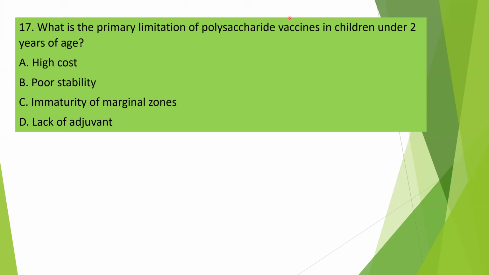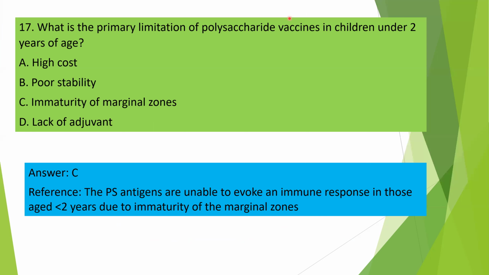See, it is in the marginal zones where the antibody is produced. Can you read this? Okay, read it. Polysaccharide antigens are unable to evoke an immune response in those aged less than 2 years due to immaturity of the marginal zone. It is in the marginal zone of the lymph node and the spleen that the polysaccharide antigen primary response is obtained.